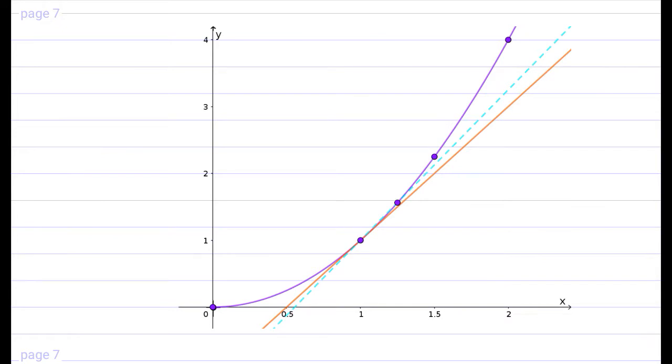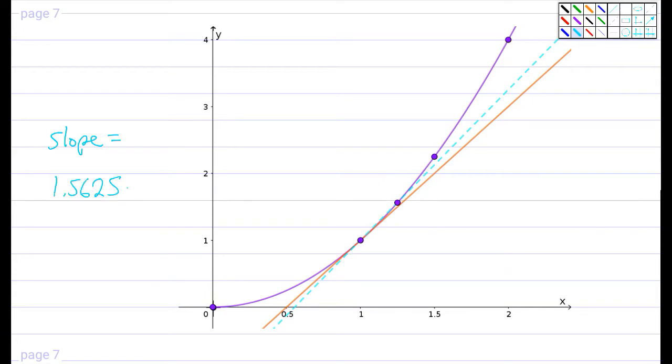Great. Let's calculate the slope of this secant line. Okay, this is at 1.25. The square of that is 1.25 squared, turns out to be 1.5625. Subtract the y value of the first dot, divided by 1.25 minus 1. Easy calculation, you get 2.25.